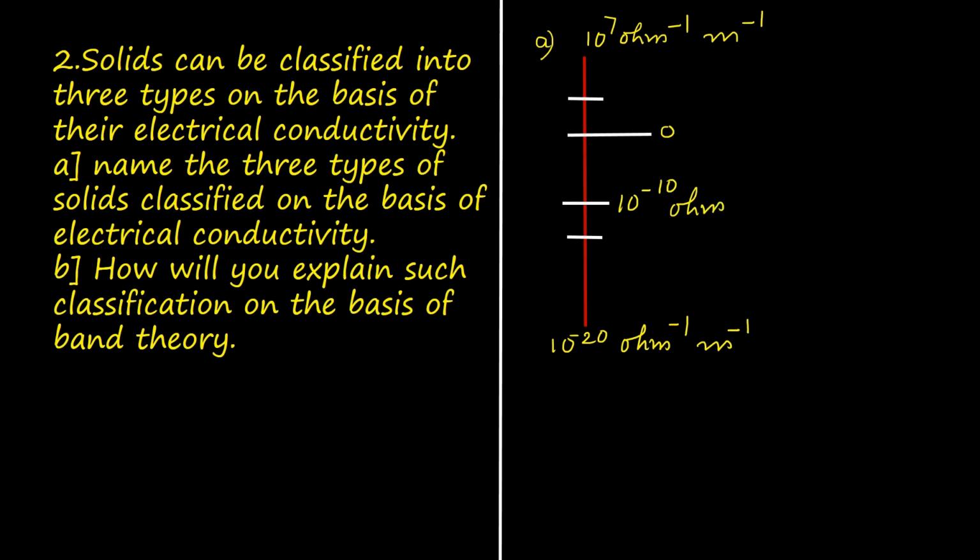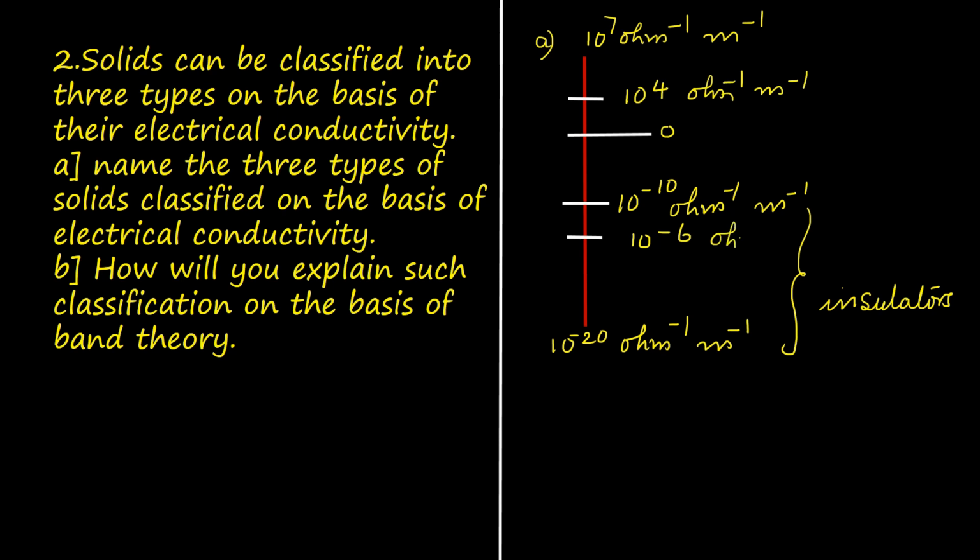per ohm per meter are classified as insulators, because they cannot conduct electricity; their conductivity is very low. Those solids having conductivity range between 10^-6 per ohm per meter and 10^4 per ohm per meter are slightly conductive and they are called semiconductors. And those solids having conductivity range between 10^4 per ohm per meter and 10^7 per ohm per meter are called conductors.